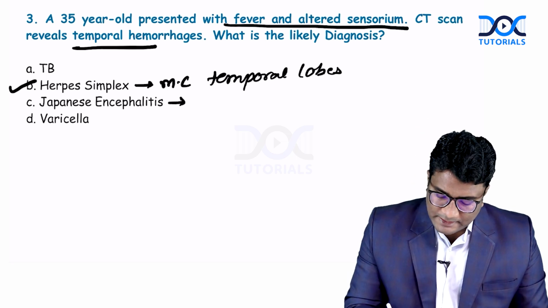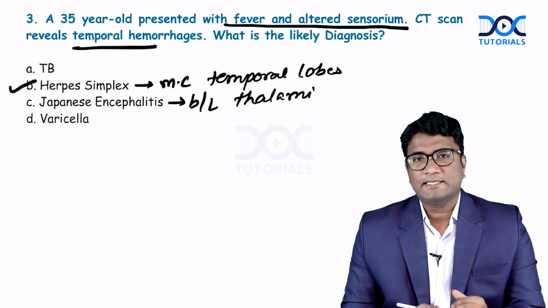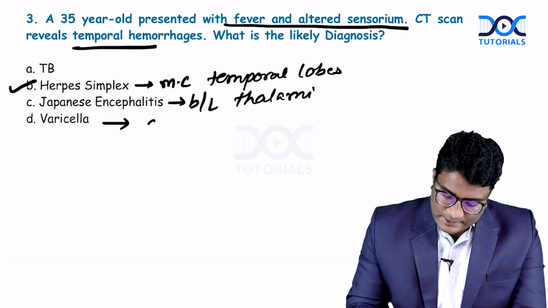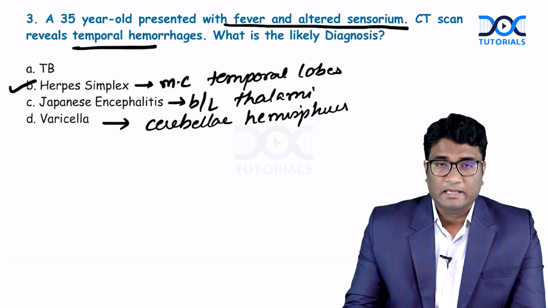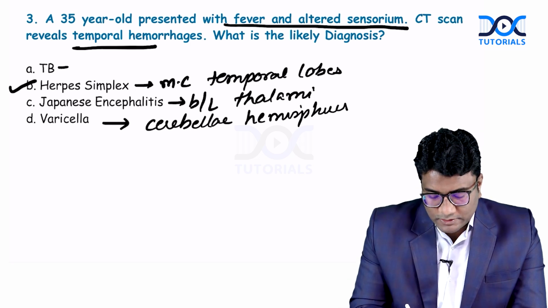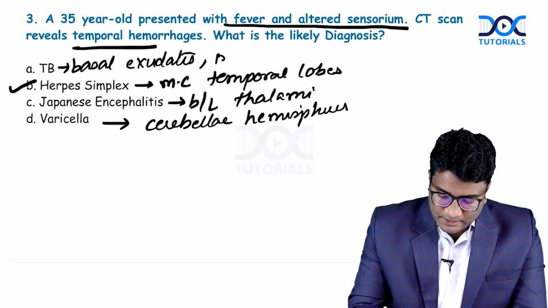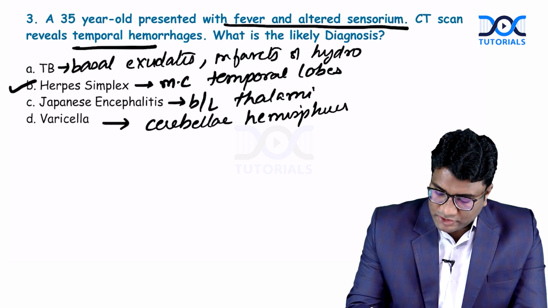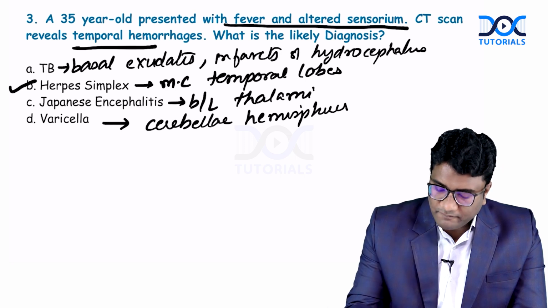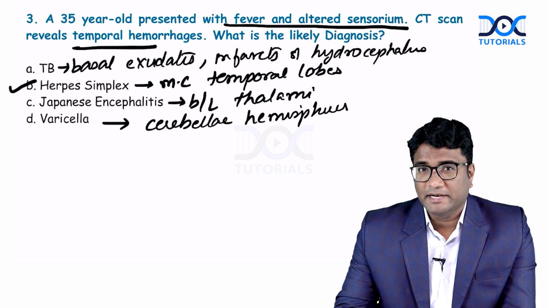Japanese encephalitis involves bilateral thalami. Varicella encephalitis involves the cerebellar hemispheres. And tuberculosis shows basal exudates, infarcts, and hydrocephalus. Especially in TB meningitis, you see this triad of basal exudates, infarcts, and hydrocephalus. So, please remember, temporal lobe involvement is common with herpes simplex encephalitis.